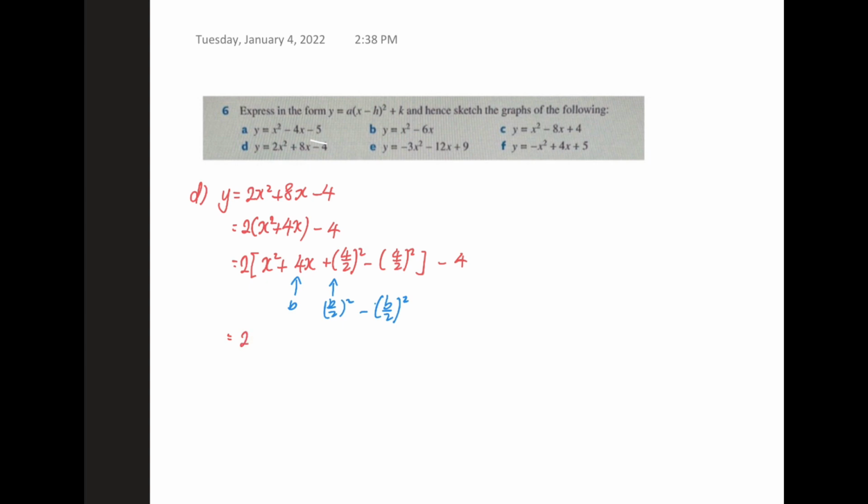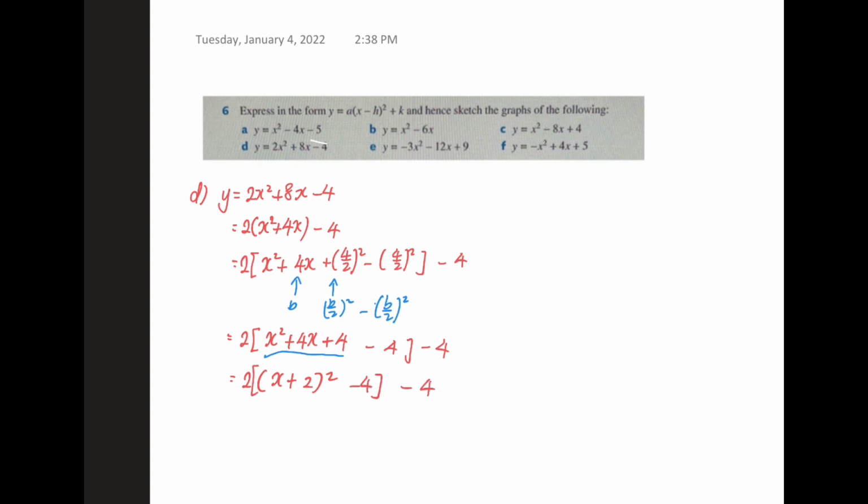When we do this, we have basically changed the first three terms to a perfect square, where you can factorize into two same factors. So the first three terms, which are these three, can factorize to the same factors. As you can see here, it will become 2, followed by (x plus 2) squared. If you factorize it, it will be this. And after that, minus 4.